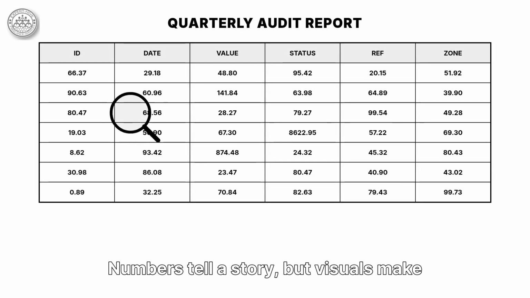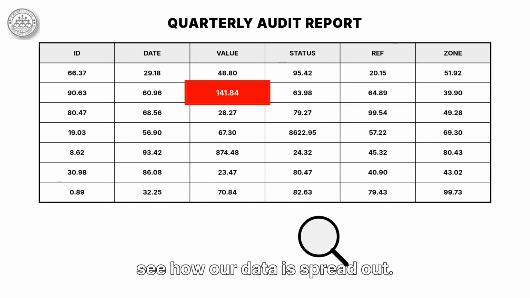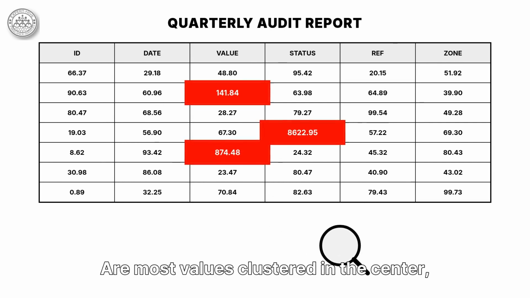Numbers tell a story, but visuals make it clear. We use histograms and box plots to see how our data is spread out. Are most values clustered in the center? Or do we have extreme outliers that could skew our results?